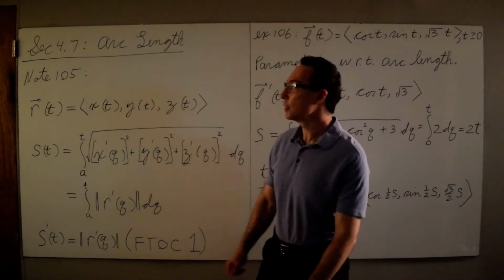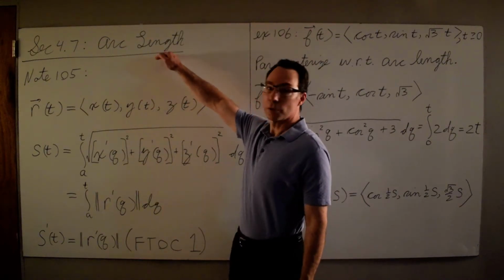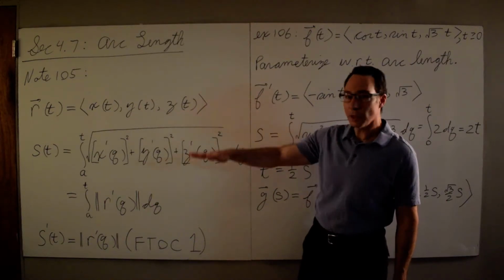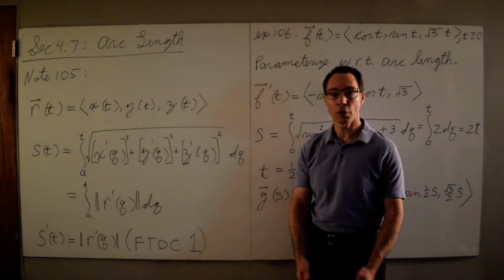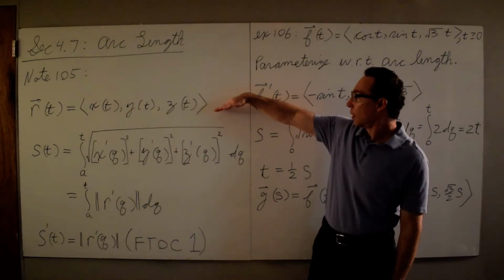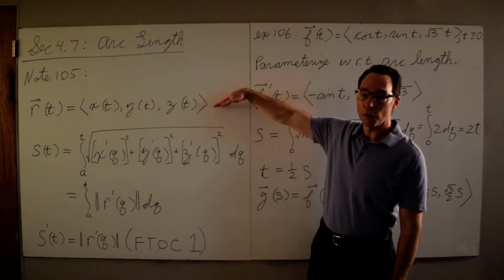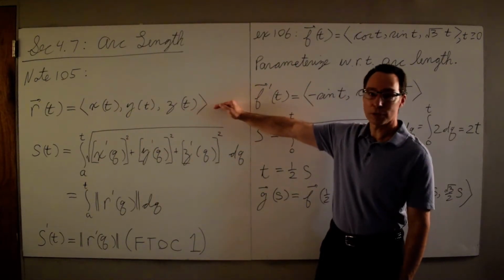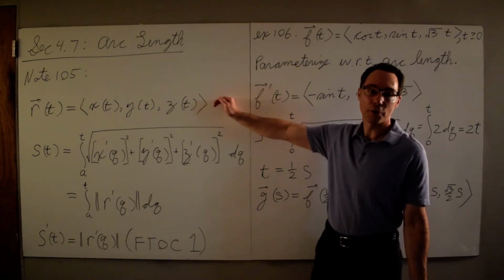This video is on section 4.7 from the notes, arc length. And what I want you to notice is this is essentially the three-dimensional version of the arc length formula that you learned in Calculus 2. So if we have our vector valued function r of t defined in terms of these three functions, this is essentially a three-dimensional parametric function.